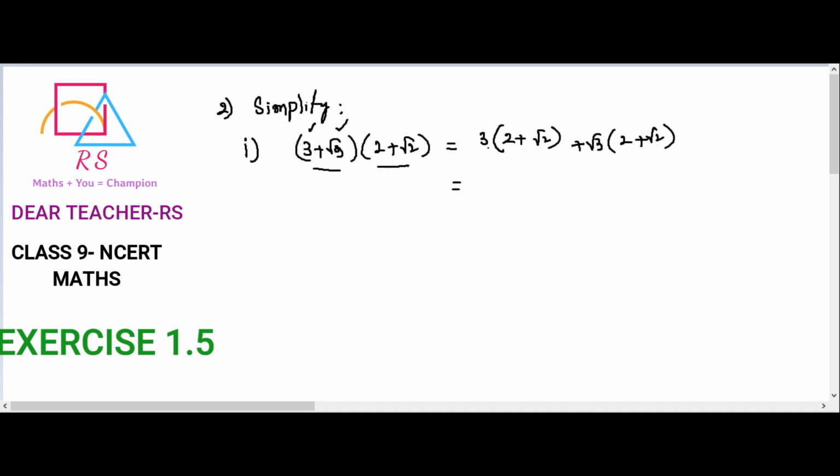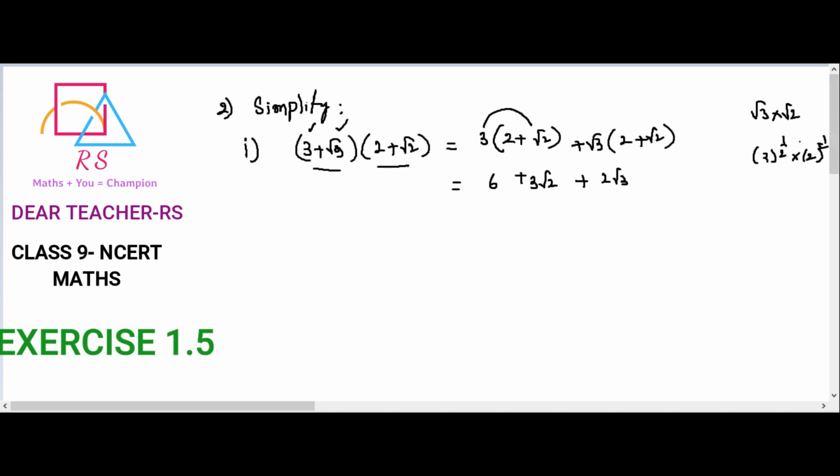Open the brackets: 3 times 2 is 6, 3 times root 2 is 3 root 2. So the first bracket is opened, and second, root 3 into 2 is 2 root 3, root 3 into root 2. Here I will give you one concept: a square root is nothing but a power of half.